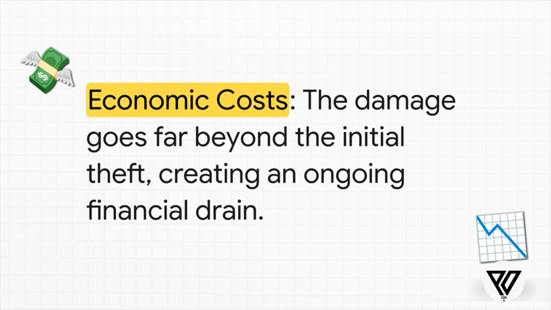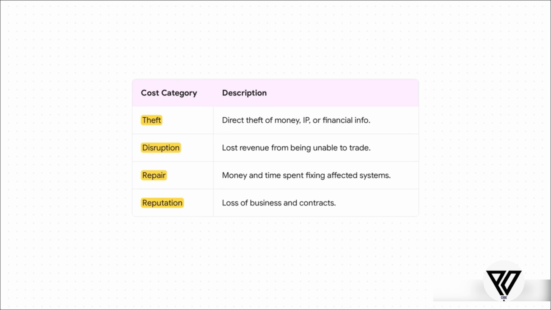And let me tell you, this goes way, way beyond that initial £1 million that was stolen. You see, for criminals, it's all about the money, and they inflict financial pain at every single stage. You've got the direct theft, obviously, but then comes the cost of disruption when you physically can't do business. Then there's the money you have to spend on repairs. And on top of that, there's all the future business you lose because your reputation is shot. It's just a constant financial drain.